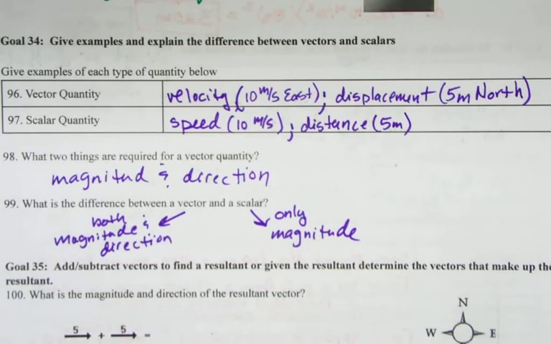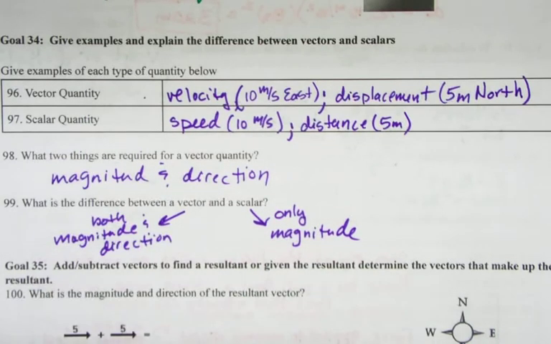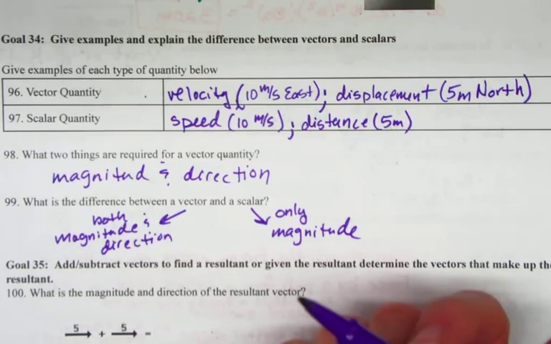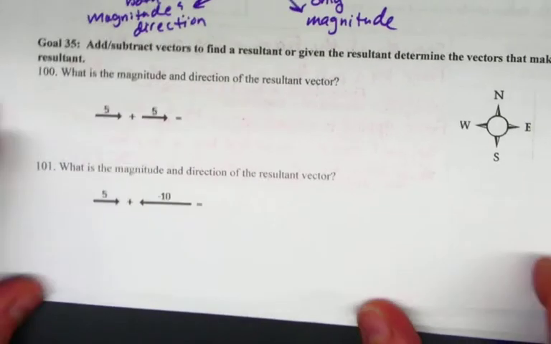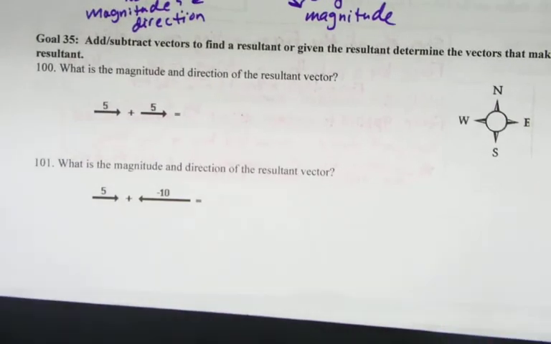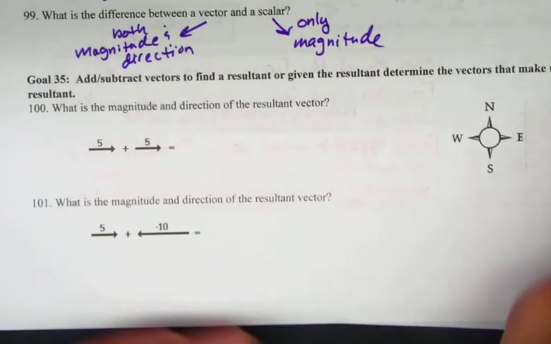So those are just a couple of them. Acceleration and force are vectors; time and volume are scalars, also other examples. For 35, what we want to do is add and subtract vectors to find a resultant and determine the vectors that make that up.